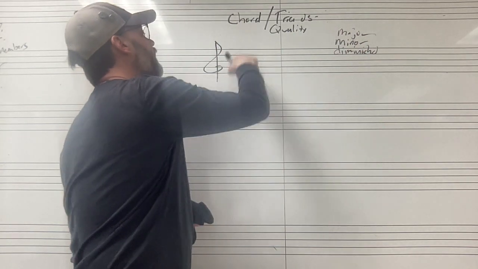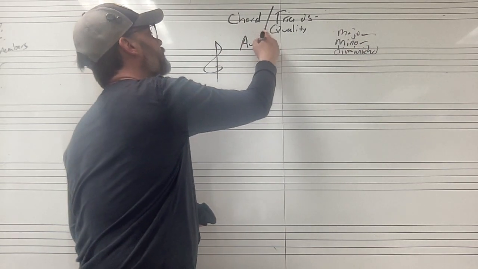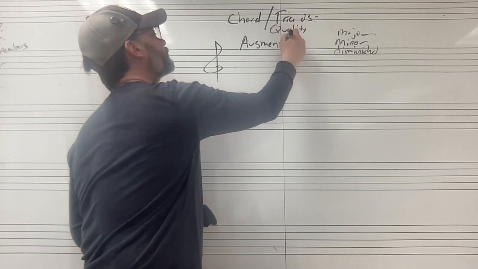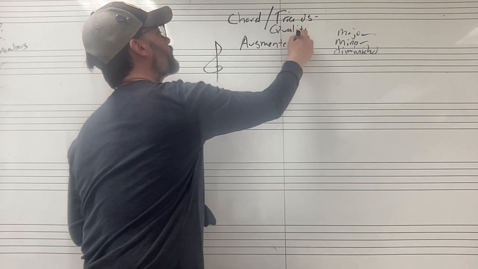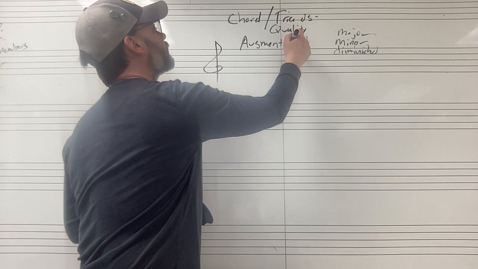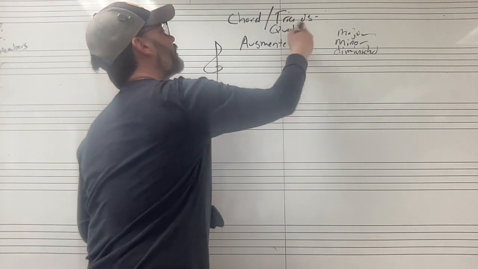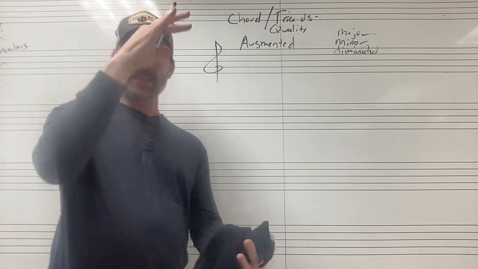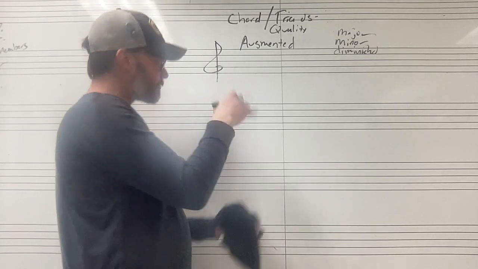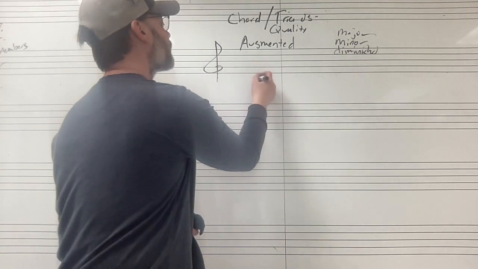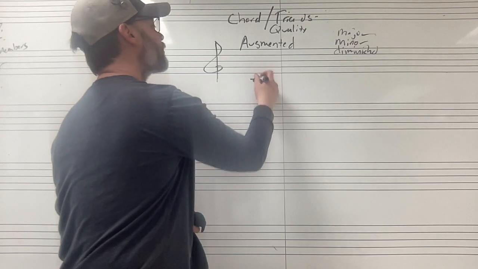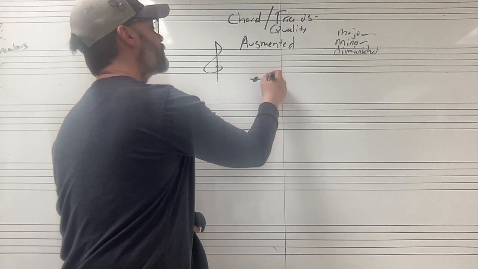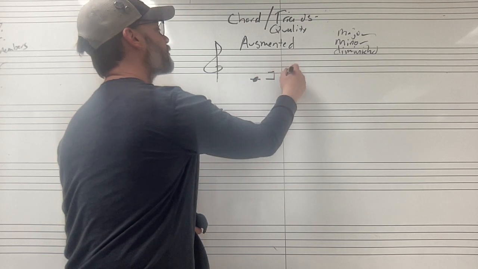And the last one we have is an augmented triad. Augmented. Oh, too many letters, Josh. That's better. Okay, augmented. And augmented means to make bigger, and diminished means to make smaller. So you might guess that instead of a stack of minor thirds, I need 2 major thirds.